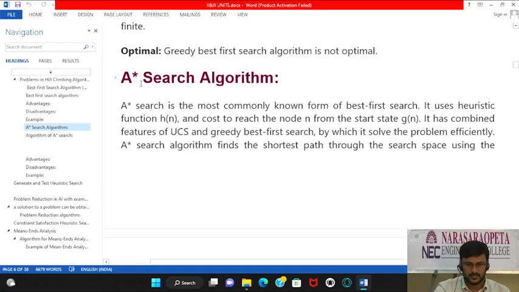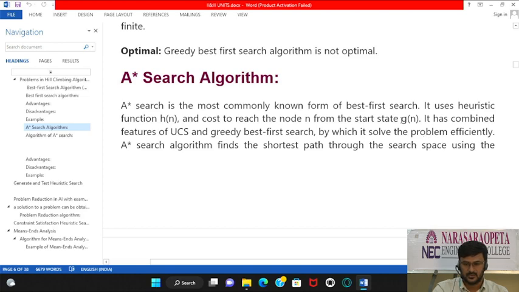So we discussed that A-star search will be known. A-star search is the most commonly known form of best-first search. We use the heuristic function h(n) and the cost to reach the node from the start state, g(n). It combines features of UCS and greedy best-first search, by which it solves problems efficiently.